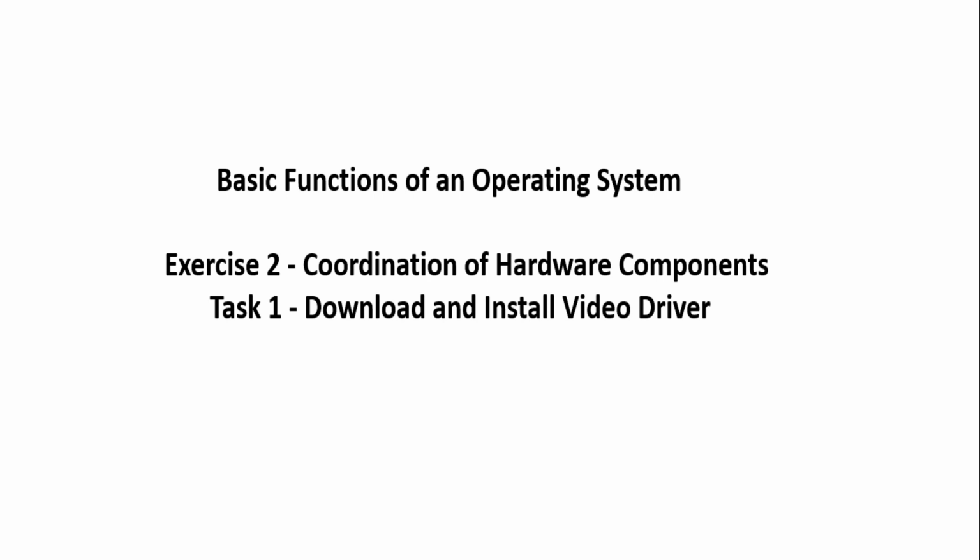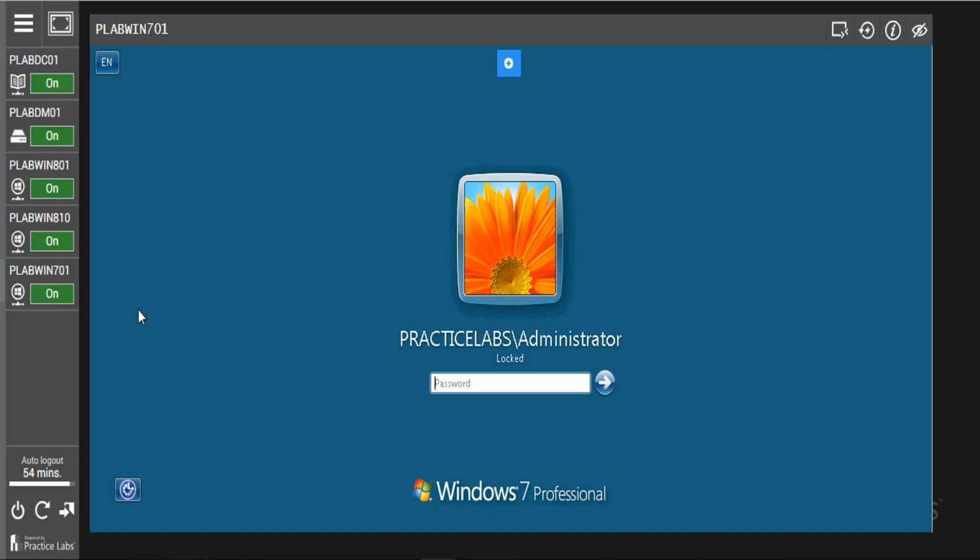So we're going to start with task 1. Task 1, we're going to download and install a video driver. Now we're going to go back into our portal. We are going to be using the Windows 7. Okay, now we are in the portal in our Windows 7. We're going to sign in to this window by typing the password.